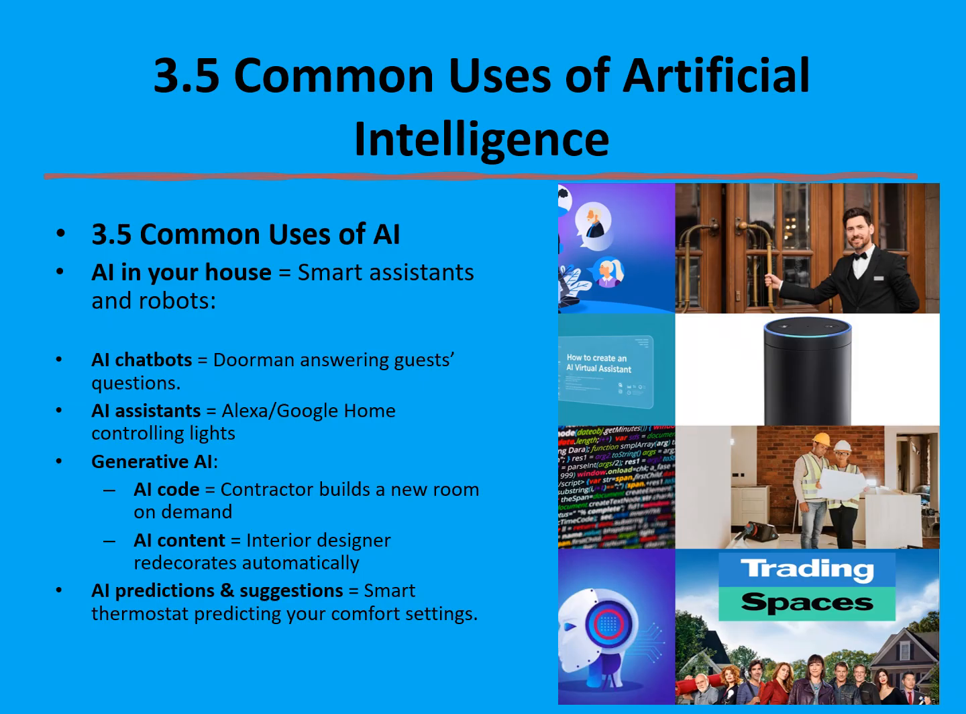So, artificial intelligence is like adding smart tech into your house. AI chatbots are the doormen who answer guest questions, sometimes helpful, sometimes not. AI assistants like Alexa or Google Home are smart switches, controlling your lights and music.